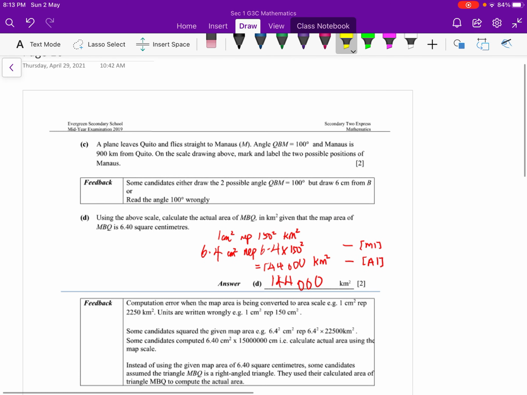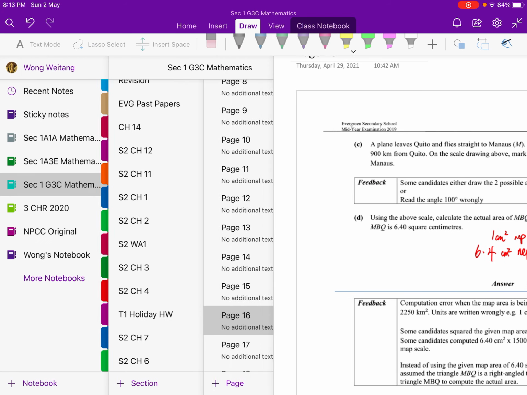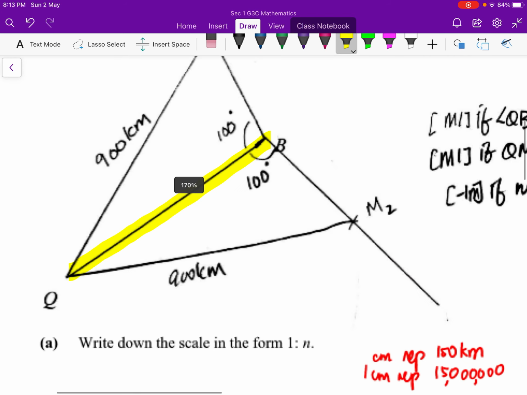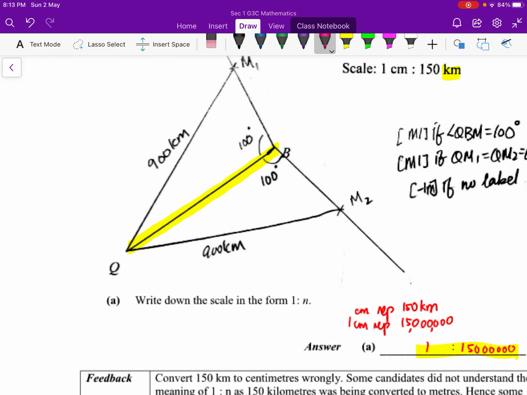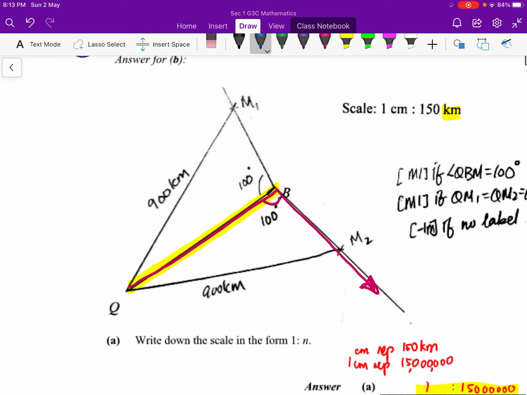Now we have a plane that leaves point Q, flies towards point M. We don't know where M is, but they tell us that angle QBM is 100 degrees, and it is 900 kilometers from point Q. So 100 degrees, let's go back to the diagram. Q to B, then to point M, being 100 degrees. You can either go this way, and this is our 100 degrees, or from point Q to point B, then the other direction. That is another 100 degrees. So it could be in any direction, either one of these two.